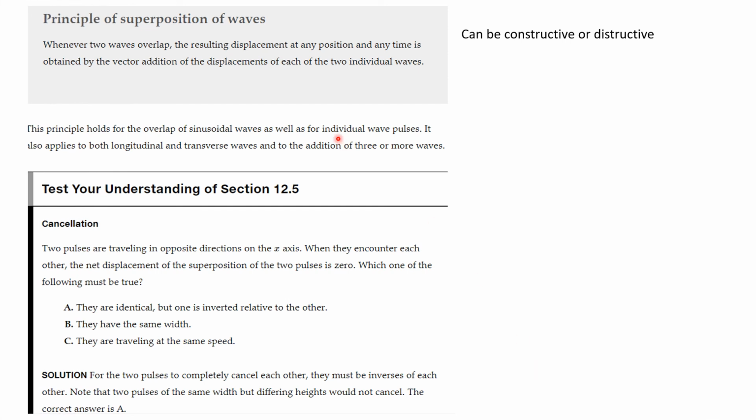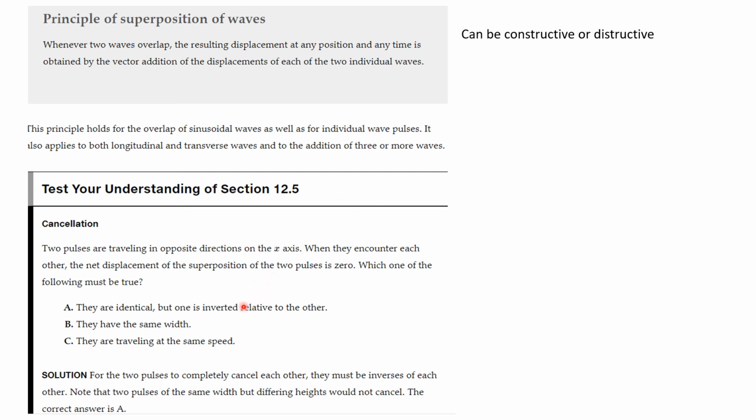Whenever two waves overlap, the resulting displacement of any position at any time is obtained by, hey, there it is again, vector addition of the displacements. So this can either be constructive, making a bigger wave, or it can be destructive, making a smaller wave.